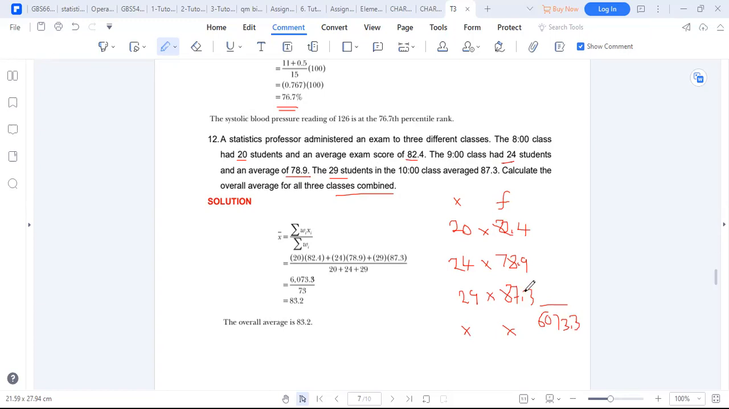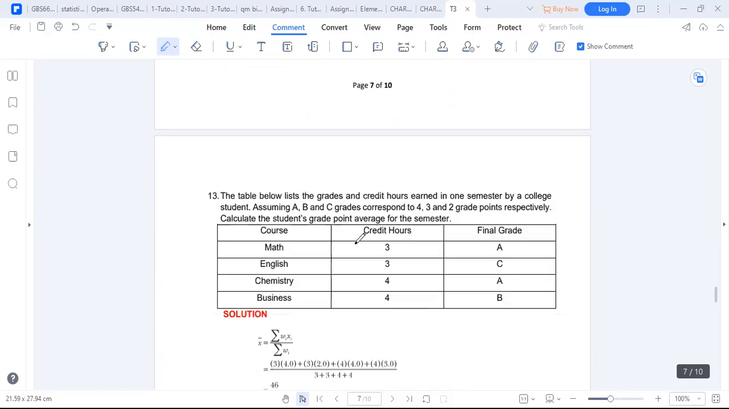If they're asking you to find the average number of students, you use the total for the score. But if they ask you to find the average score, you use the total for the number of students. So this number of students is 73. So you're going to divide this by 73. So 73 over 73, we get 83.2. So this is the average overall score. That's how it goes. You swap the idea.